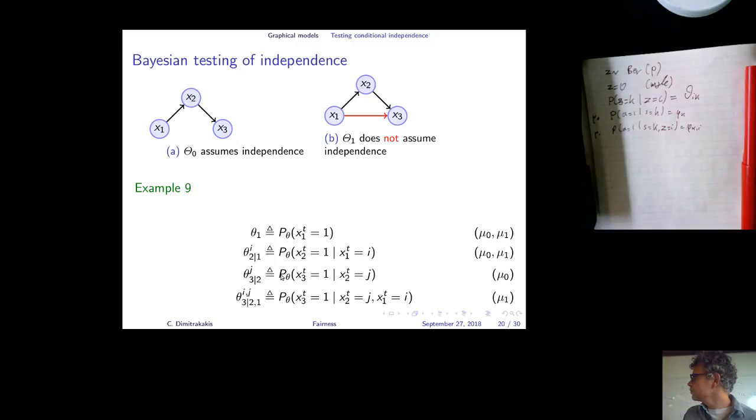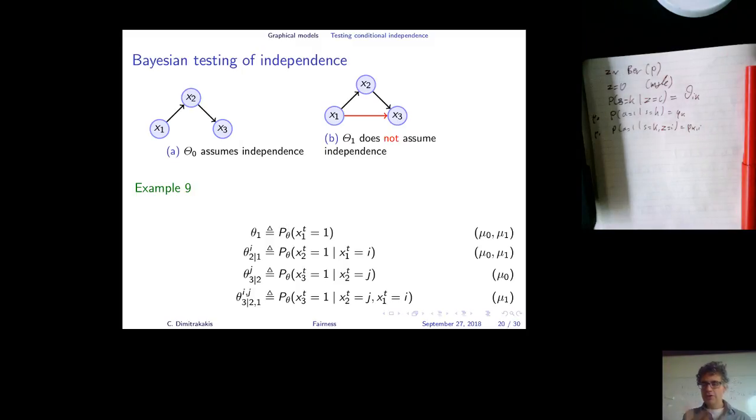And then here you have 3 given 2 for the first model. This is equal to another 2 parameters, so we have 2 plus 2 plus 1, it's 5 parameters for this model. But for that model it's more complicated because there is a dependency between x1 and x3 as well. So now we have the probability of 3 given 2 and 1, for x2 equal j and x1 equal i. There are 4 combinations, so there are 4 different parameters here. So we now have 7 parameters for this model.